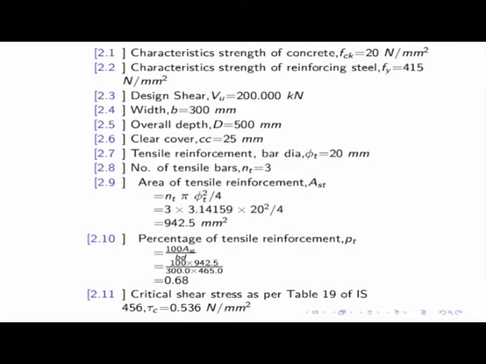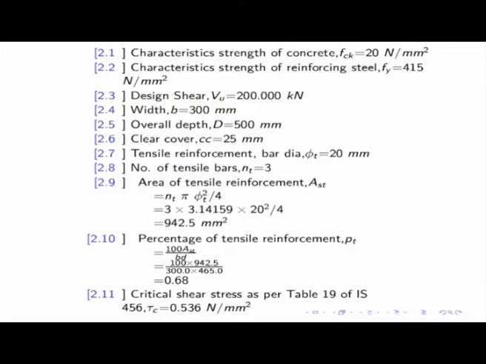Please remember that you should always remember: for 8 millimeter dia bar 50.3, 10 millimeter dia bar 78, 12 millimeter dia bar 113 square millimeter, 16 millimeter dia bar 201 square millimeter, 20 millimeter dia bar 314 square millimeter. You should all remember this, because when you solve problems you will find it very easy to remember, and then you will move very fast.